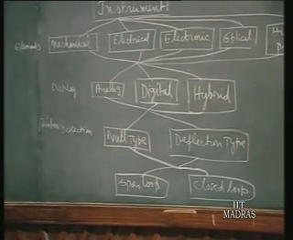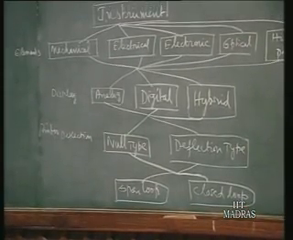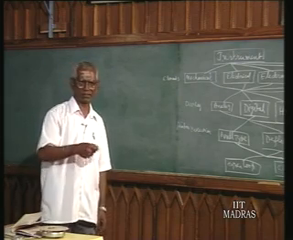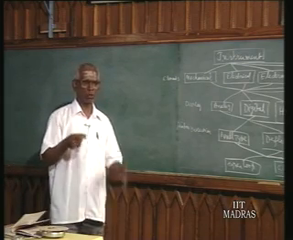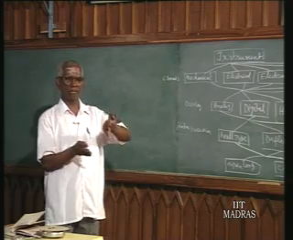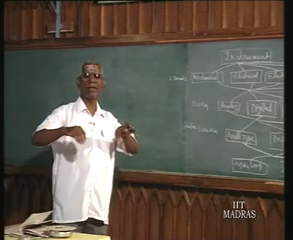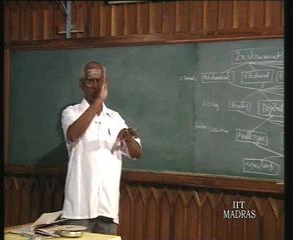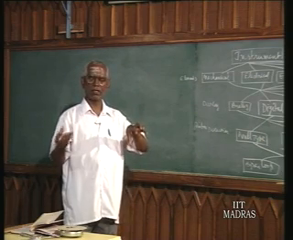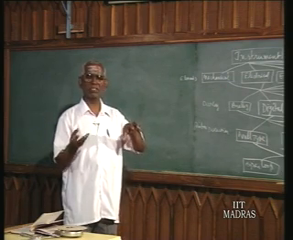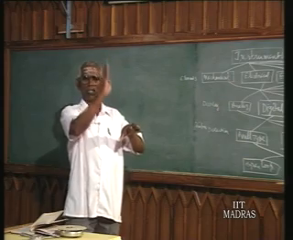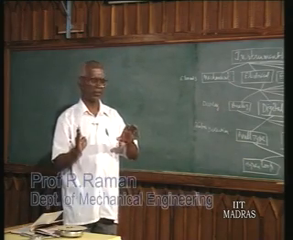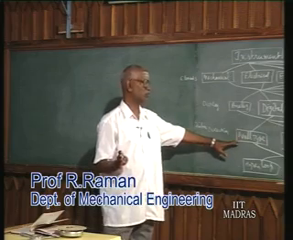A typical example is in a grocery shop, where we have a simple balance. That means in one of the pans, we put our standard weight and we put our commodity in the other pan until the pointer comes to zero position. At zero position, the standard weight and the commodity weight are both equal. That is, measurement is made by bringing the pointer to zero. There should not be any deflection of the pointer. So that is called a null type of instrument.